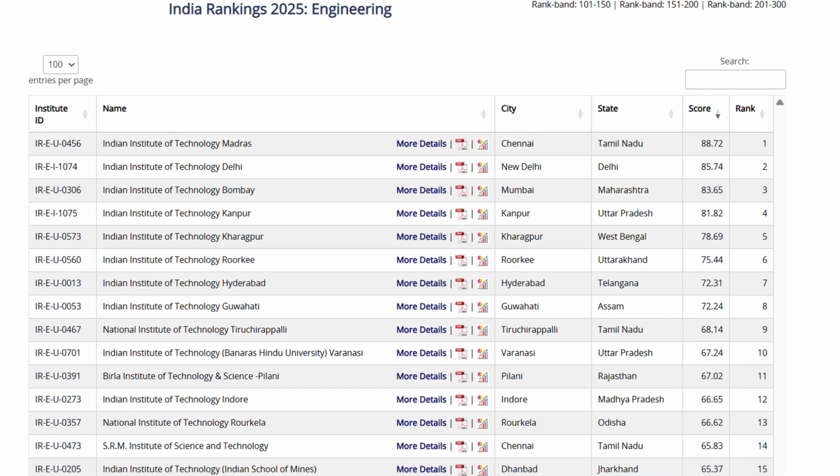Before going ahead, I am from SRM Institute of Science and Technology. Here you can see the NIRF ranking for SRM IST, that is 14th, just above IIT Dhanbad, so the ranking is 14th. Okay, let's go ahead.